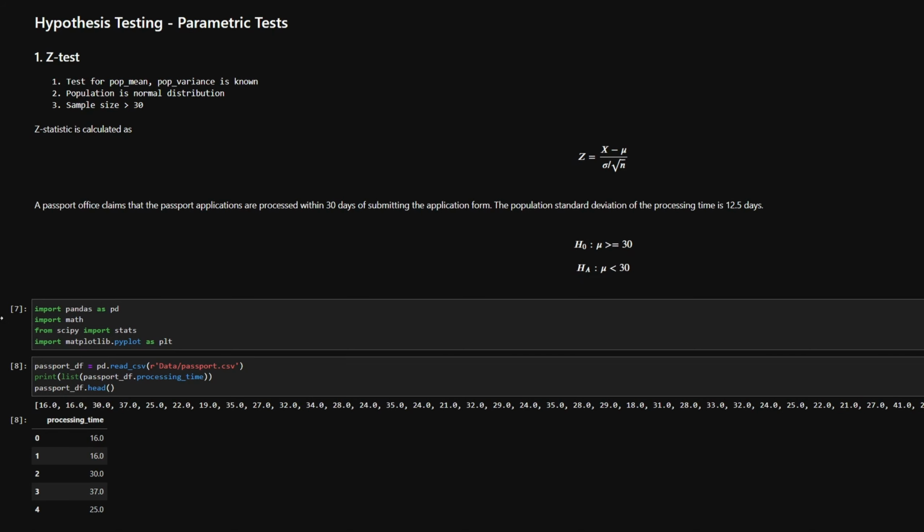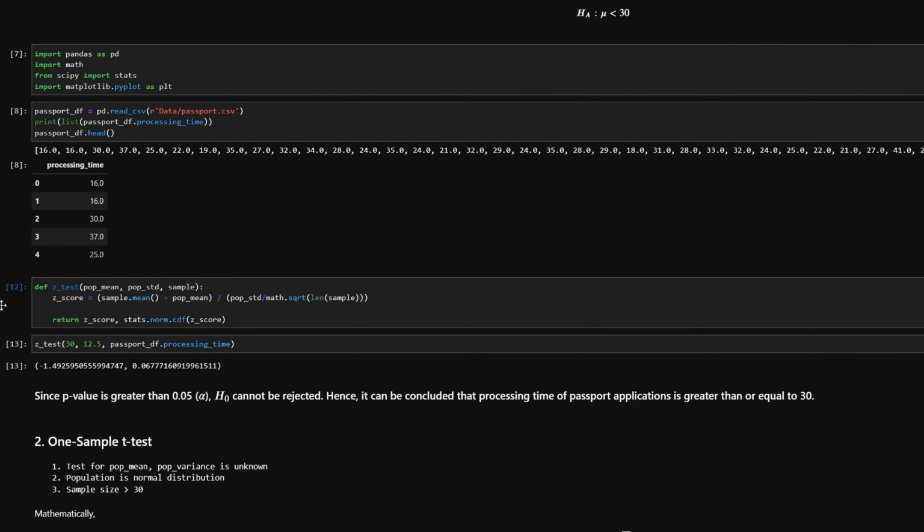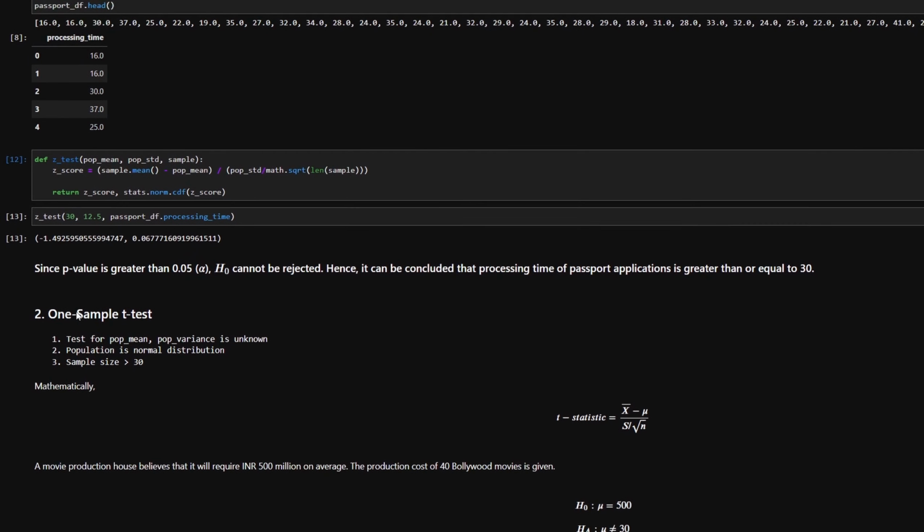Pretty clear. So next up, we import the necessary libraries, and here I'm reading up the data. Now you can see this file contains the application processing time of 30 individuals. And here's a sneak peek to it. Now we have defined a function that would calculate the z-score or the z-statistic. That would be calculated as follows using the formula above: sample mean minus population mean divided by population standard deviation over the square root of the sample size that we have. Now we are returning two things. We are returning the z-score or the z-statistic, and we are returning the p-value. So this is nothing but calculating the p-value of the given test.